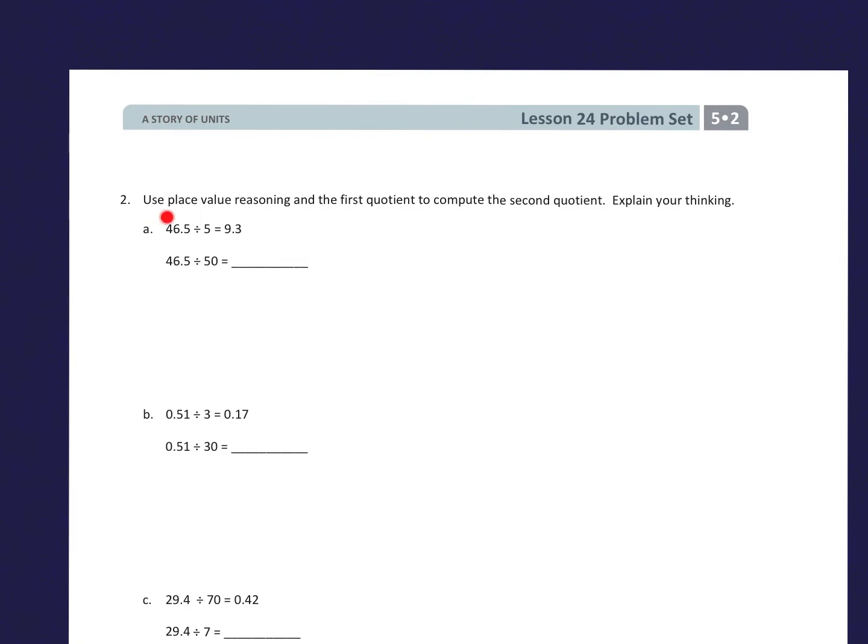Number 2 says, use place value reasoning and the first quotient to compute the second quotient. Explain your thinking.